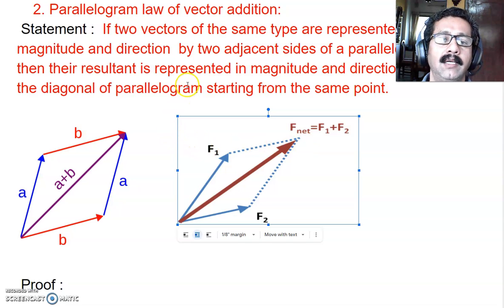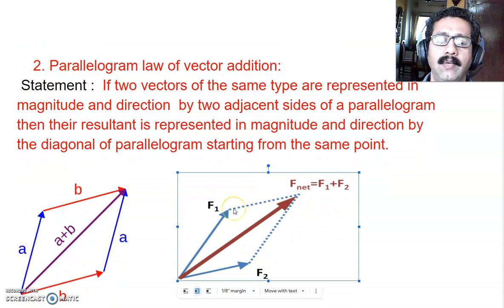It is actually given by the parallelogram law of vector addition, the proof of which we will do a bit later. But before that, once again, if F1 and F2 are acting, I just have to complete a parallelogram, the two adjacent sides of which are F1 and F2. Once I complete this parallelogram, the diagonal which starts from the same common point where F1 and F2 were acting gives me the resultant vector of F1 and F2, or the vector addition of F1 and F2.